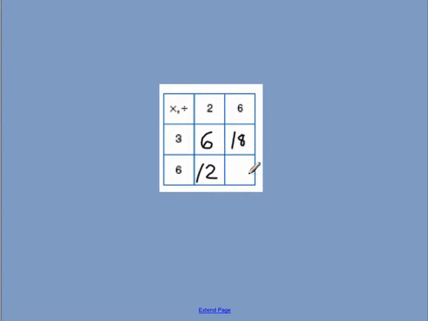And our last square. Ooh, look at this. We have a 6 and we have a 6. The answer is going to be a square number. Think in your head, what is 6 times 6? Answer is 36.